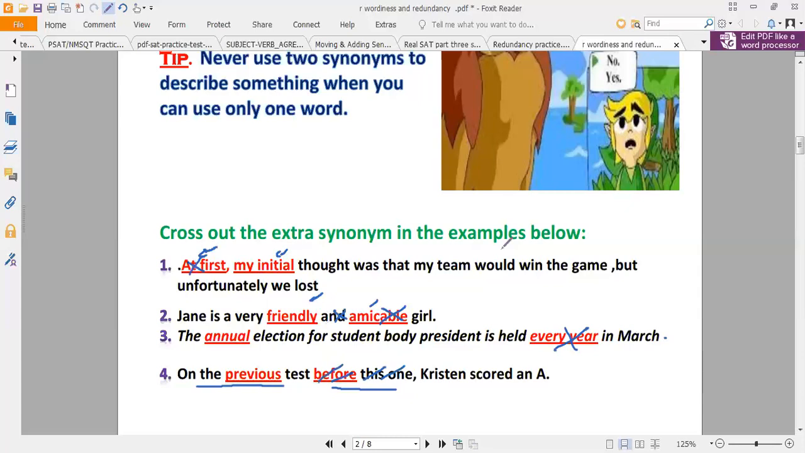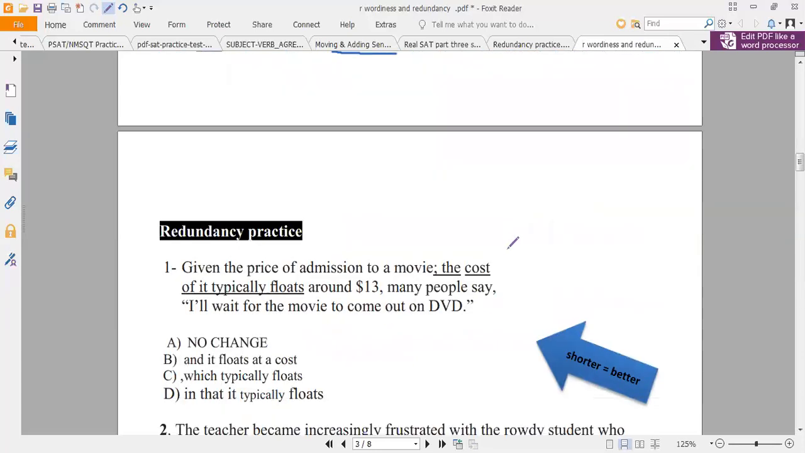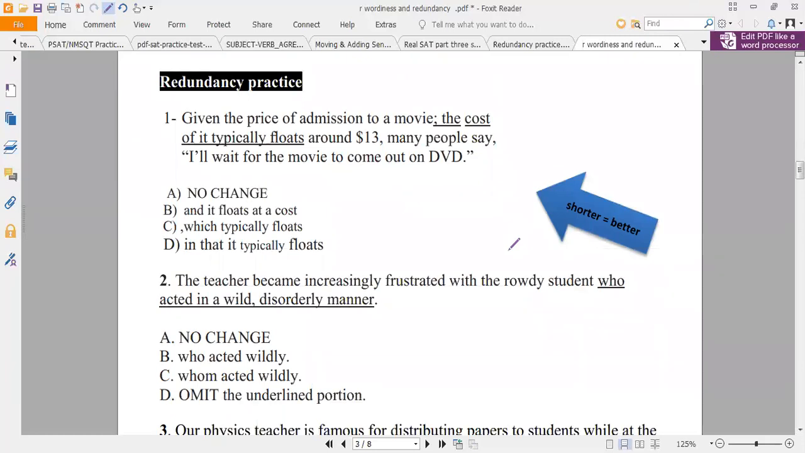اوكي طيب let's go to the practice and look at the question. ودي question شبه اللي بتيجي في ال SAT exam.